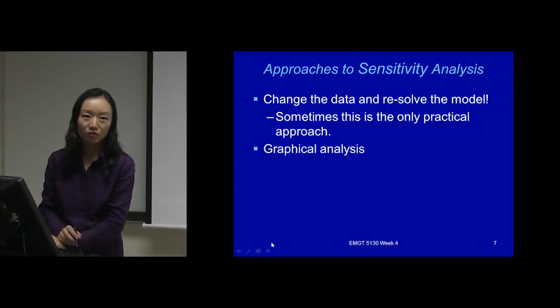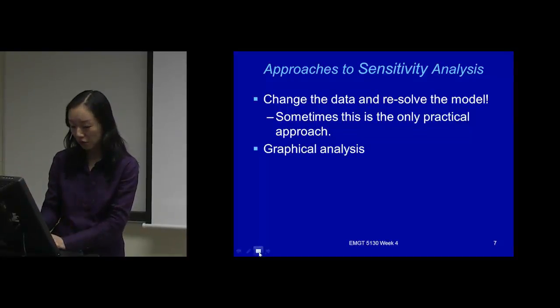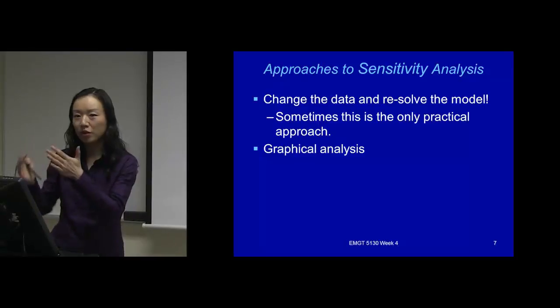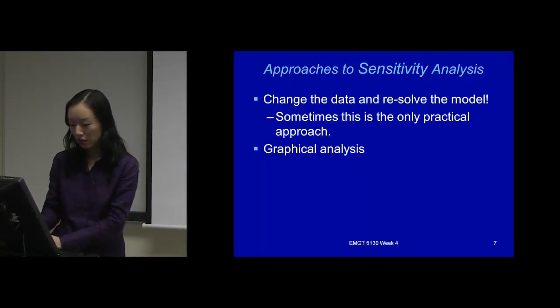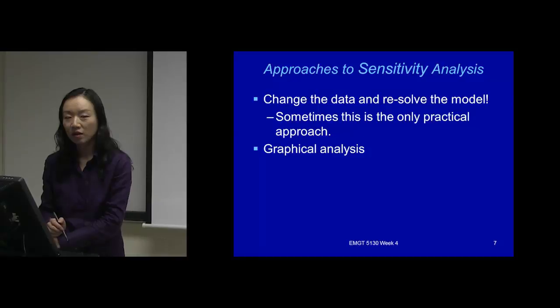Another way is to do the graphical analysis, like in chapter 2, we talk about how those changes. By using the graphical analysis, we'll be able to see how the feasible region changes, how the level curve changes, how the optimal solution changes. So that's one way. But it only works with how many decision variables? Graphical solution. 2 variables. Okay.